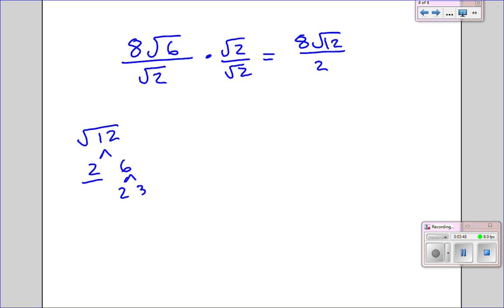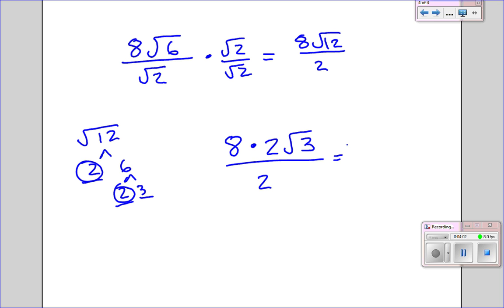12 is 2 times 6, and 6 is 2 and 3, so I do have a pair, so it can be broken down. Now there's an 8 on the outside already, so we leave it, times the pair, which is 2. Inside is a 3 over the 2, which was there before. 8 times 2 is 16. But 2 also goes into 16 8 times, so your final answer is 8 square root of 3. So make sure you're reducing the radical inside and reducing the fraction when you're done.